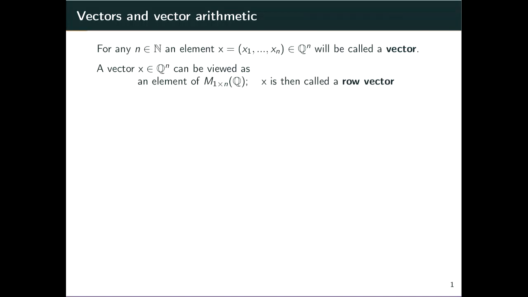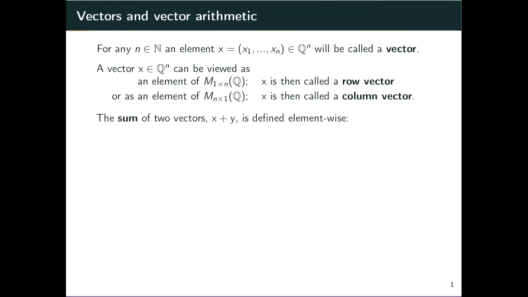Okay, and since we're looking at matrices, you can think of vectors in two different ways. You can think of them as a row vector, which is just a vector with one row and n columns. Or you can think of them as a column vector, which is going to have n rows and just one column.